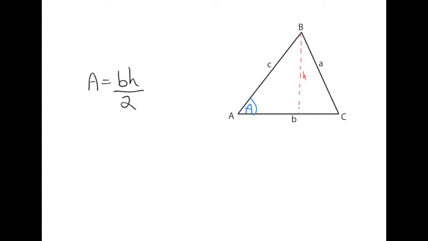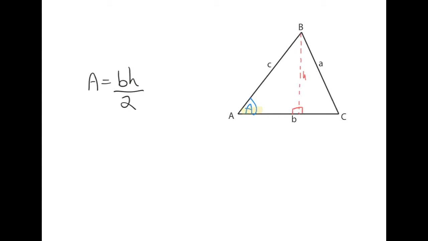As we know, trigonometry is based on right angled triangles. When I add in the line that represents the height, I'm forming two right angled triangles. So I can use those right angled triangles to calculate what the height is and what the area is going to be.